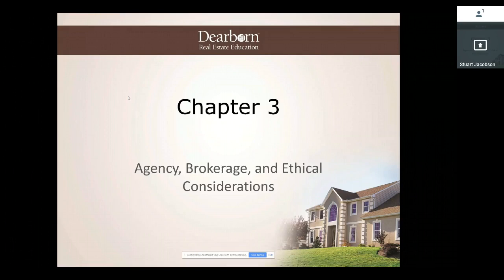So those are the three types of agencies that you can have when you are working with someone in an agency relationship. And as I said, this does go outside of real estate as well. So that's why you have to know and understand the general law of agency.